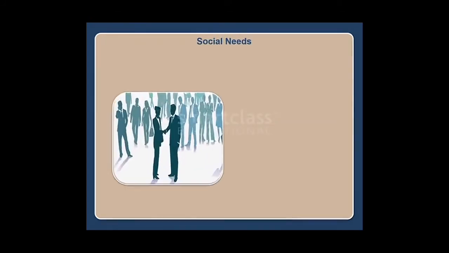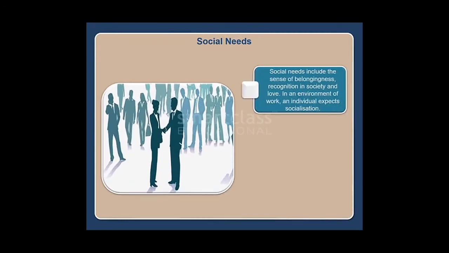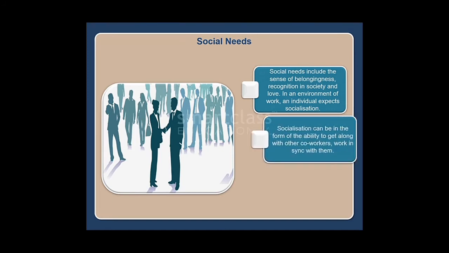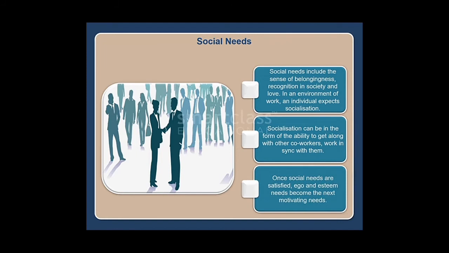Social needs. Social needs include the sense of belongingness, recognition in society, and love. In an environment of work, an individual expects socialization. Socialization can be in the form of the ability to get along with other co-workers, work in sync with them. Once social needs are satisfied, ego and esteem needs become the next motivating needs.